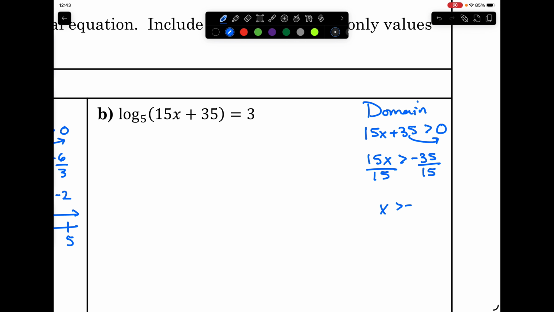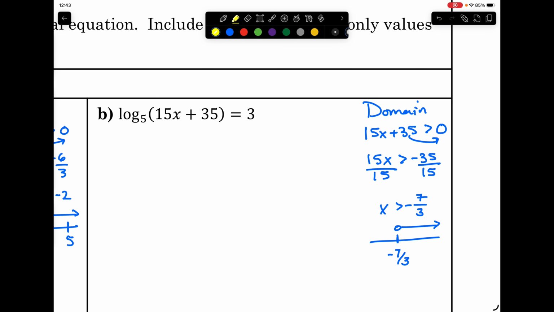So -7 over 3. So we just need to get the solution to be bigger than that value of -7 divided by 3. All I did was, again, divide both the 35 and the 15 by 5, the greatest common factor, and we end up with that. So now let's see what the solution to this is.